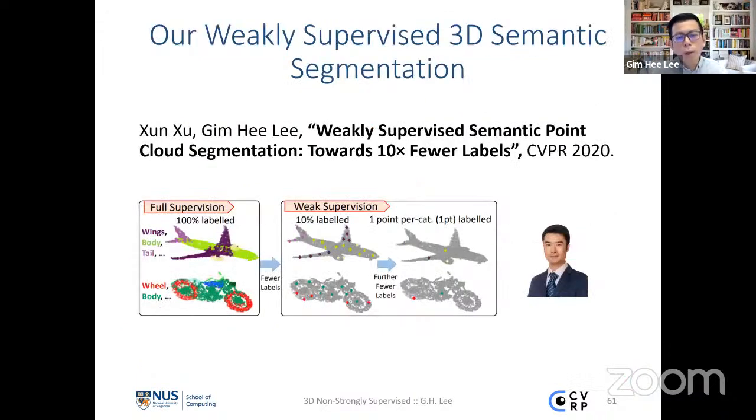So in order to resolve this particular challenge here in the tedious labeling of every single point in the point cloud for semantic segmentation, we propose the weakly supervised semantic point cloud segmentation. And what we showed in this particular work here is that, interestingly, even with as low as 1 point label per class in the 3D point cloud, we can actually show comparable performance to 100% fully supervised learning network here.